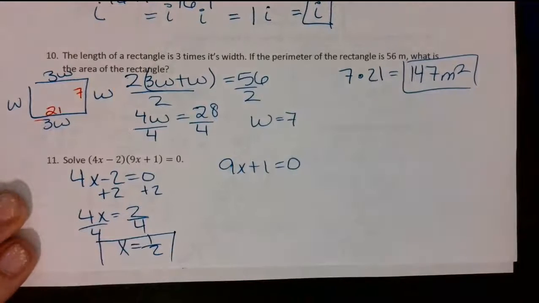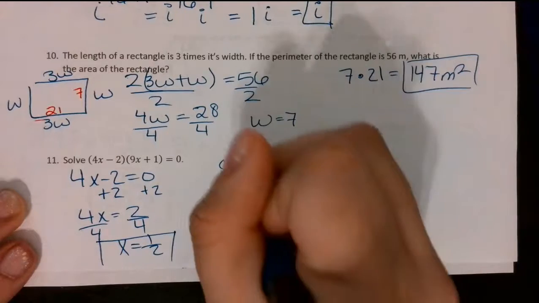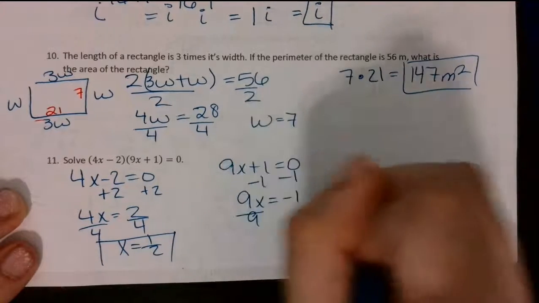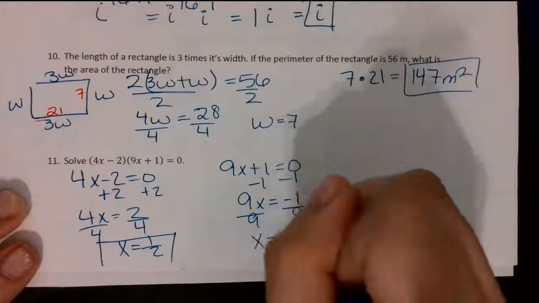It's one of my answers. Then I'm going to keep solving for the other equation. I'm going to subtract 1 on both sides. I have 9x equals negative 1. Divide both sides by 9, and I get x equals negative 1/9.